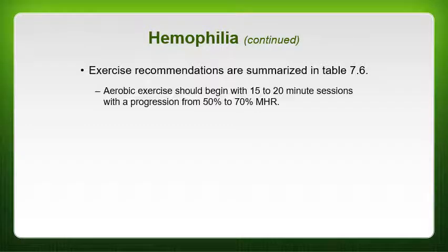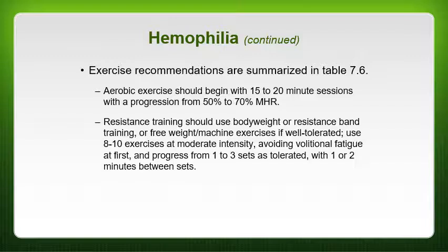So here you look at your exercise recommendations. Again, you can look at 50 to 70% max heart rate. Start with 15 to 20-minute sessions. Resistance training, all sorts of resistance training can be well tolerated. Just start the person where they're at, keep it at moderate intensity, at first maybe avoid volitional fatigue, so having the sets stop short of failure would be beneficial. And you have your suggested rest periods as well.